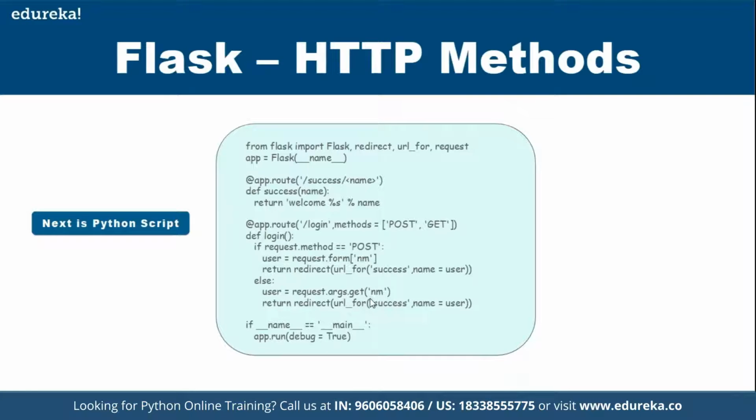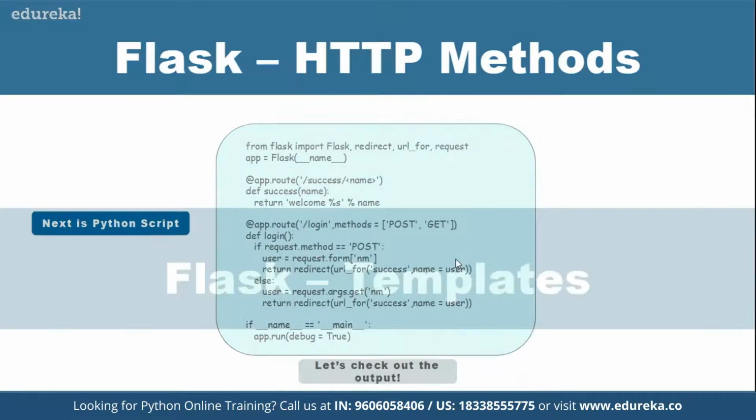Similarly, if it is get, it will use a different function here, request.args.get, because the data will be part of the URL if it is a get request. Then from there, it is again redirecting to the same function. That's what it is doing here.